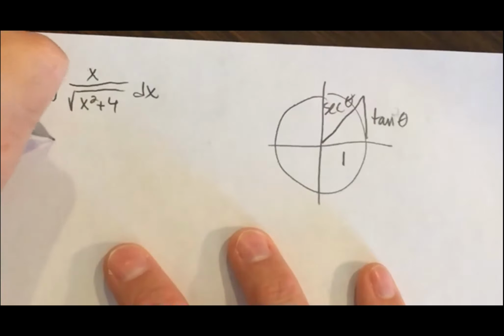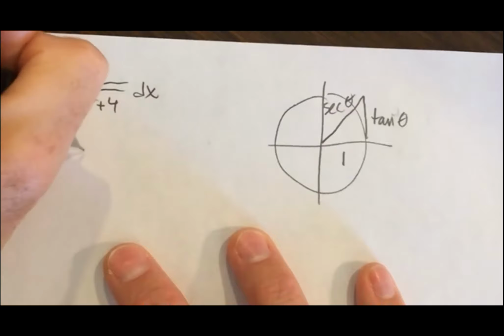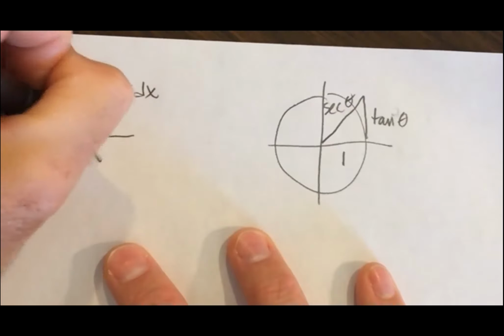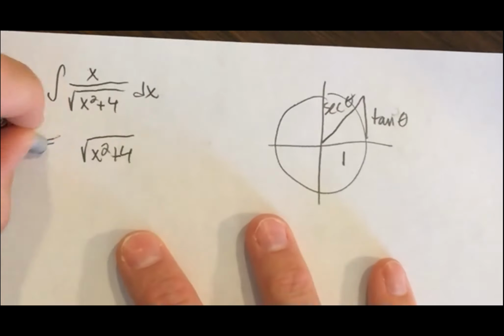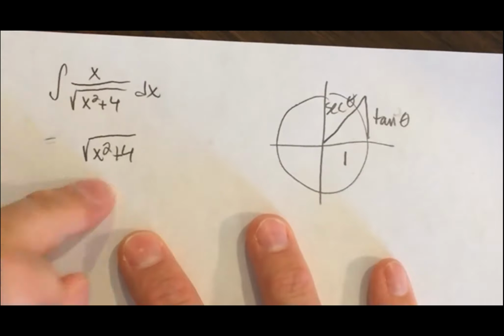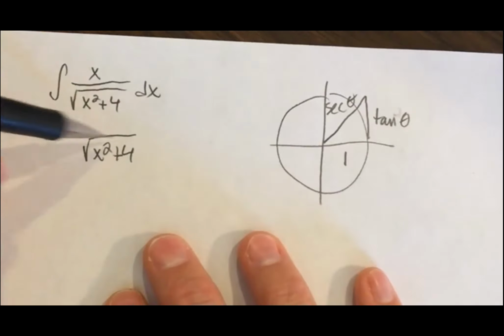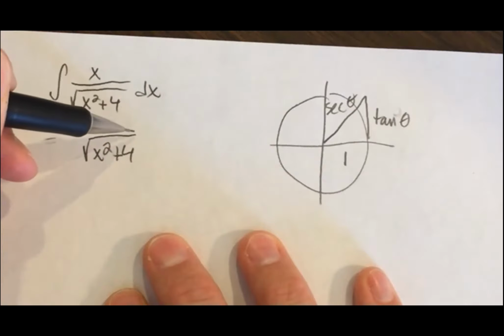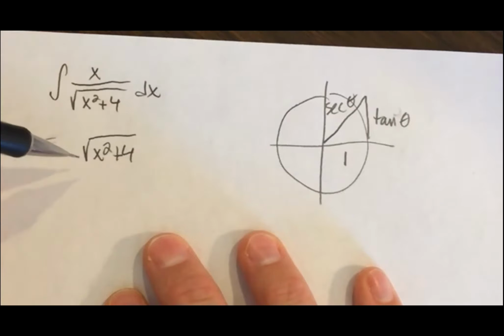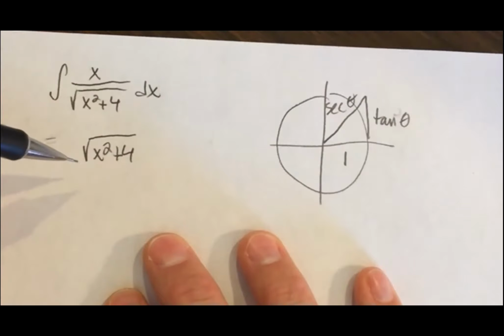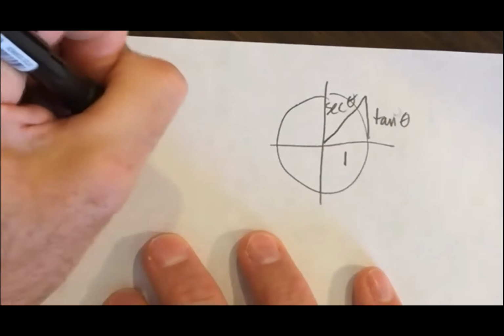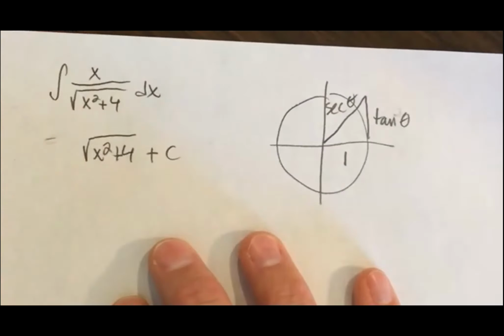So if it's chain rule, I'm thinking it's to the negative 1/2 power. That means it was probably to the positive 1/2 power before. And that means that if I took the derivative of this to check, I'm getting 1/2 of this stuff to the negative 1/2 times the derivative of the stuff, which is 2x. The half and the 2 cancel. Done.